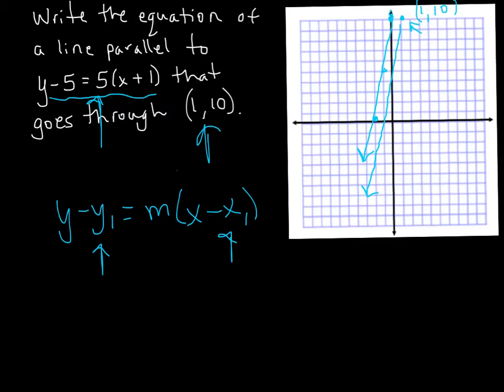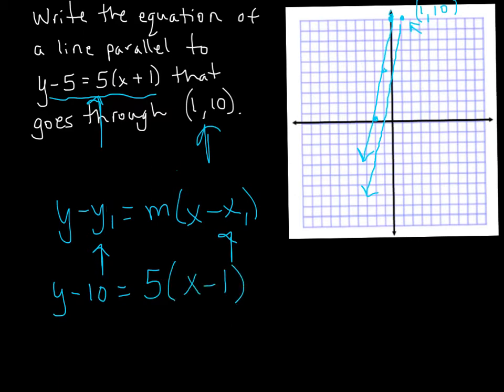And in fact, you don't even have to graph anything to solve a problem like this. I just graphed it so it could be a little bit more visual. But really all you need to do is plug in the point that they give you. So y minus 10 equals the slope, and we know the slope needs to be the same for it to be parallel. So 5 times x minus our x value, which is 1.